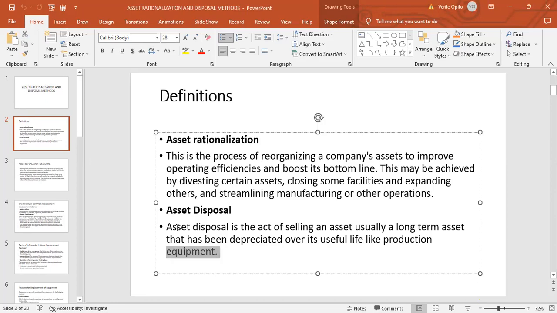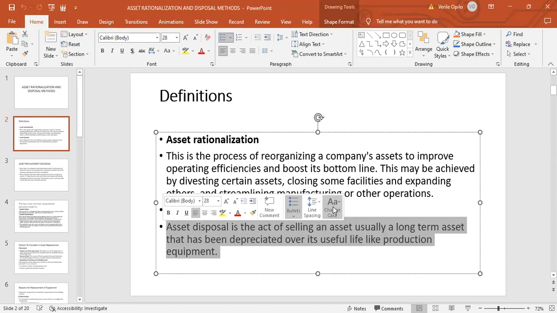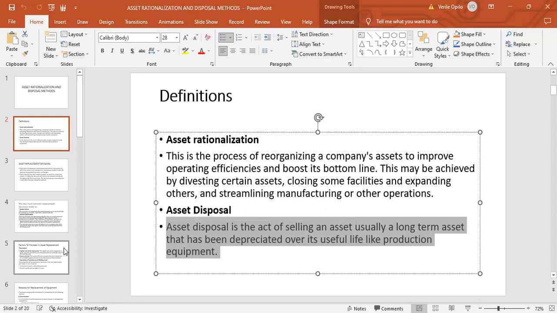You can define asset disposal as the act of selling an asset. This is usually a long-term asset that has been depreciated over its useful life, like production equipment that you've been using for some time. They are no longer as effective and efficient as they were before. So because they're no longer as efficient as you would desire, you decide to dispose of them. That one we call asset disposal.